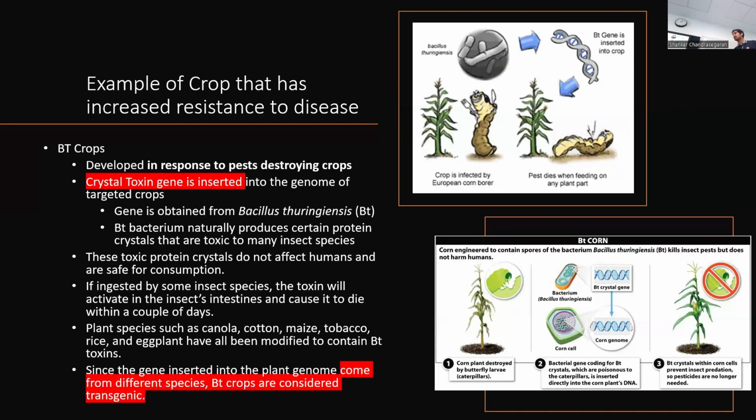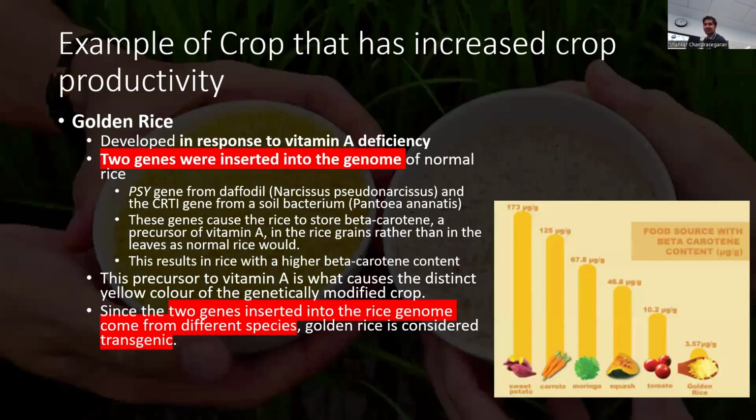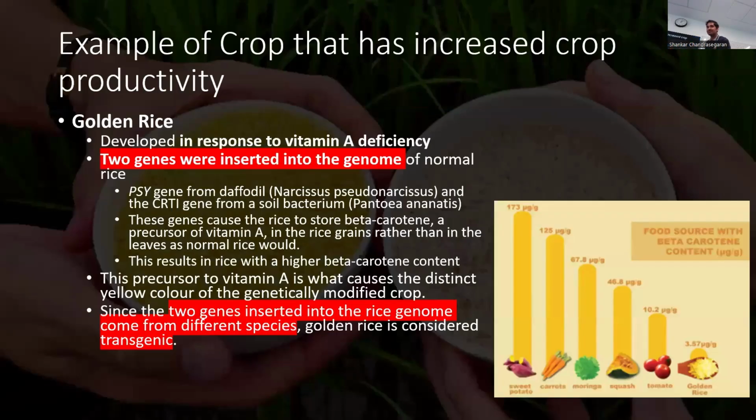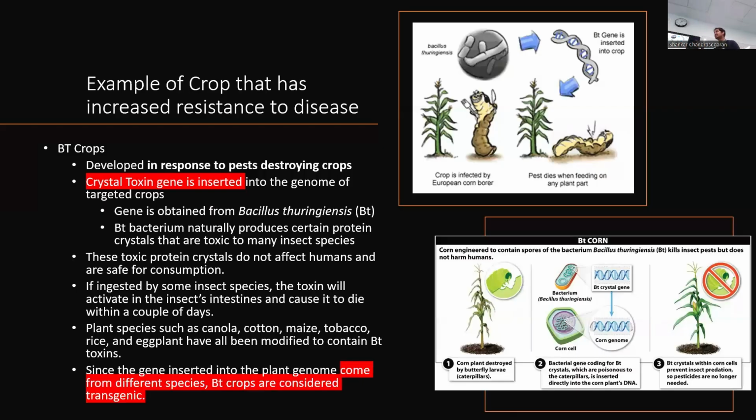Another example is, why did I not make this clear? Like I said, right, these two are the examples that you need to know: crops that have increased crop productivity and crops that are more disease resistant. The first one is the one talking about changing its nutritional content. And this is the one talking about disease resistance, right?